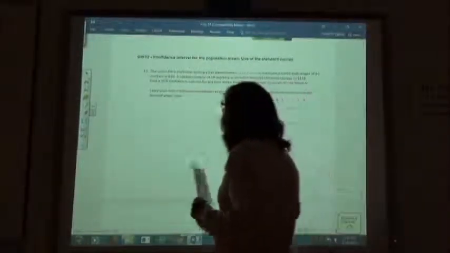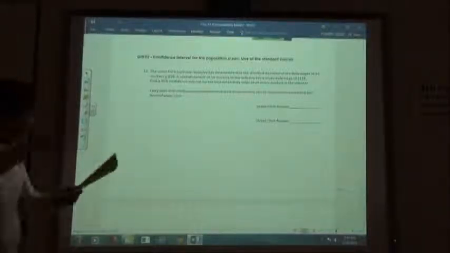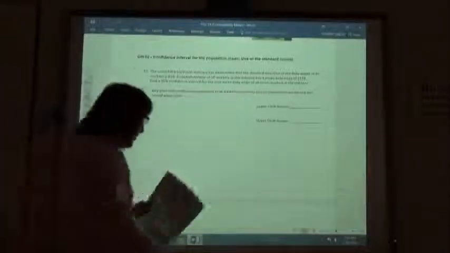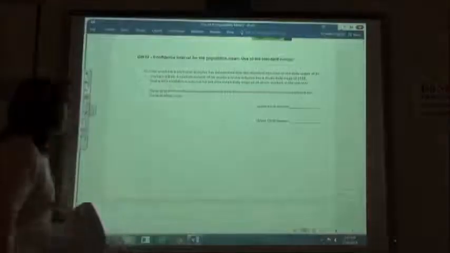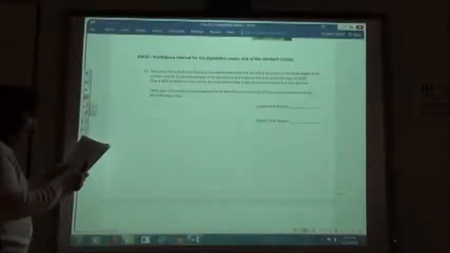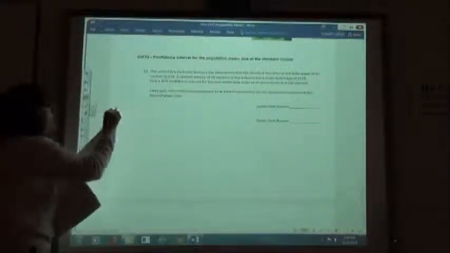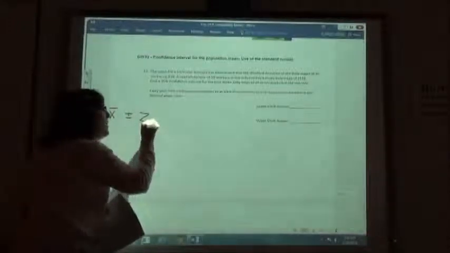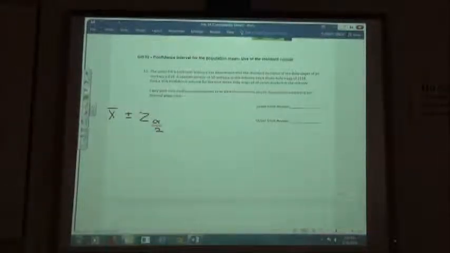So 13, 14, and 15, we are going to find the confidence interval for the population mean. In other words, what two values can we be between to be in whatever percent they want us to do? Our formula is this: X bar, that's your sample mean, plus or minus Z sub alpha divided by 2. The alpha is going to be the percent confidence that you're going to have.